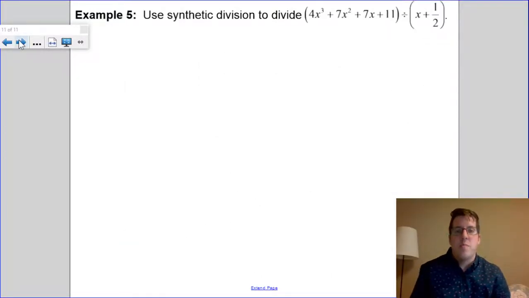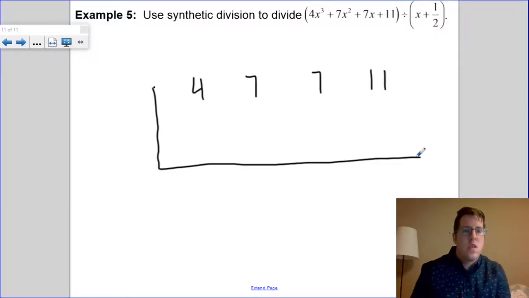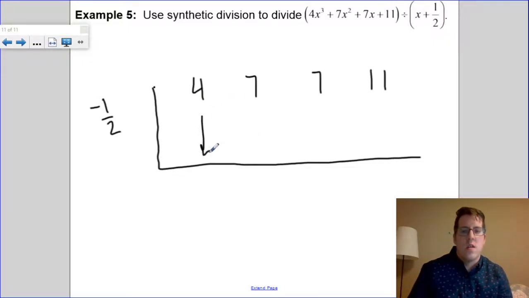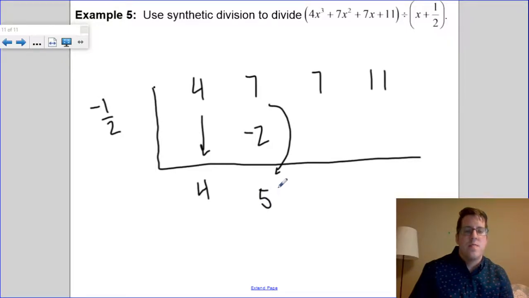All right, here's our final problem. So we're going to set up the coefficients, and we are going to use -1/2 as the number that we multiply by, or the number that we're plugging in, if you remember synthetic substitution from last year. Okay, so we're going to start by dropping this 4 here, and then multiplying each number down here through by -1/2. So -2. And then adding those, and we get 5. You can either write -5/2 or -2.5. That's up to you. That addition gives us 9/2 or 4.5, whichever way you like.